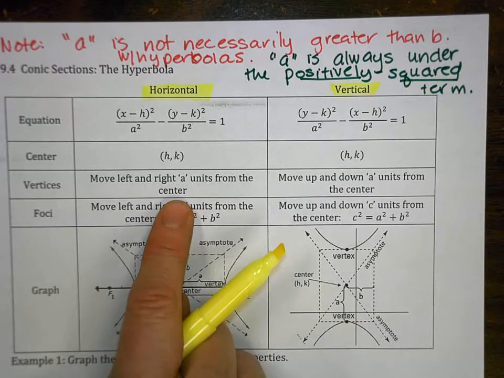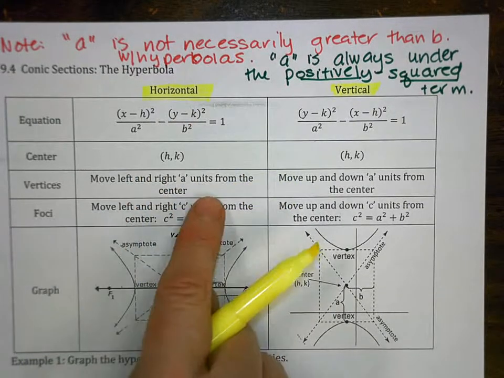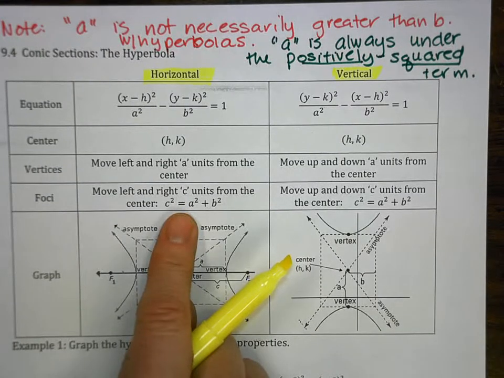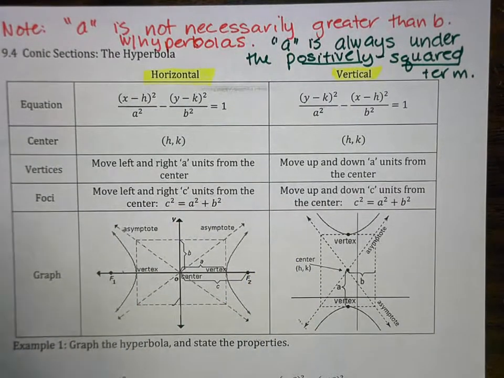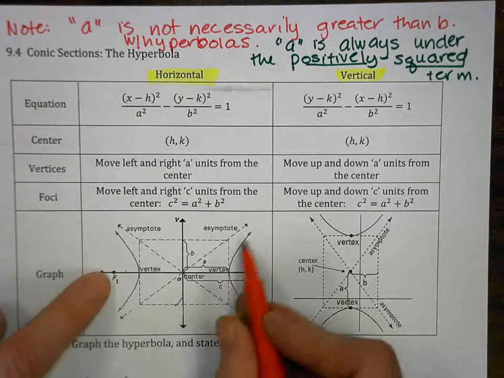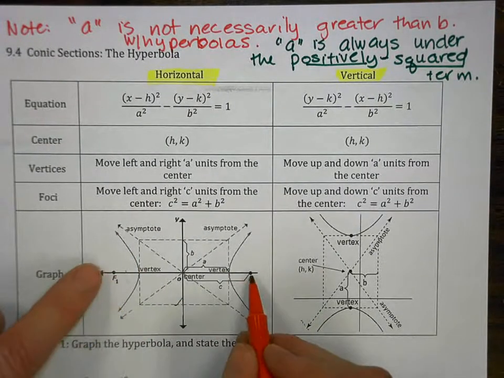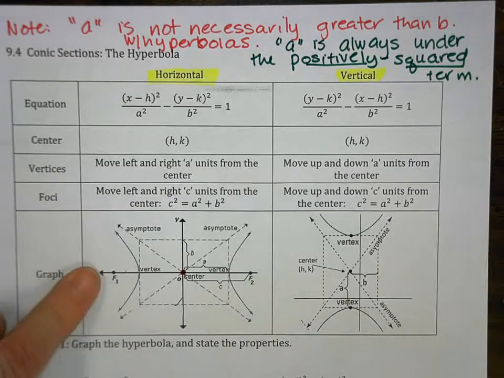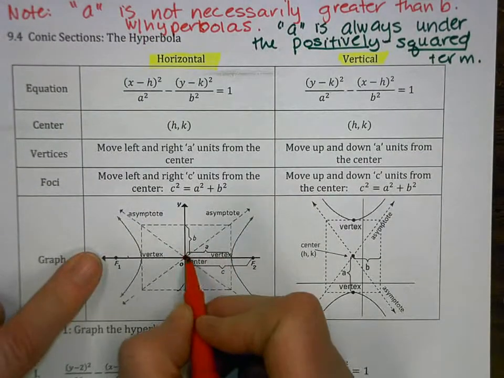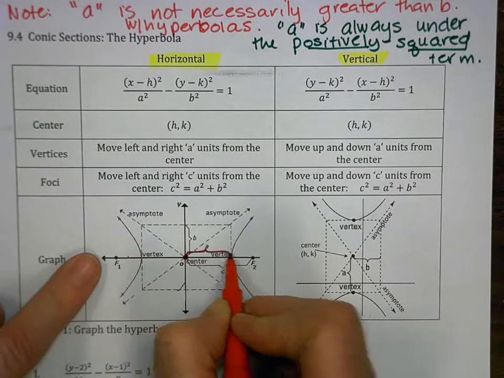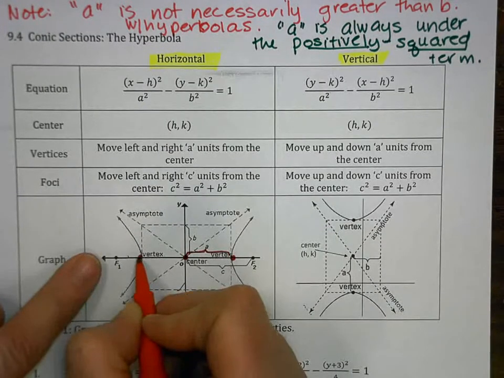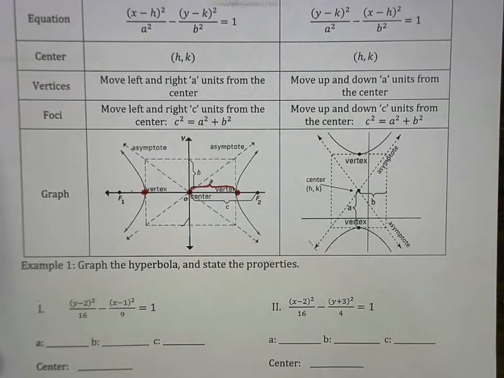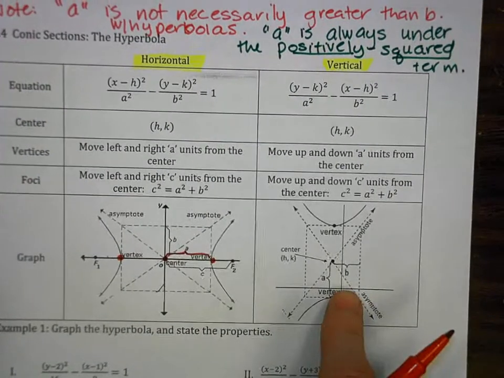We note that the center is h and k as usual. To find the vertices of a hyperbola, move left and right. It's horizontal, so left and right, a units from the center. To find the foci, move left and right, c units from the center. Notice that your foci will be inside your arcs, on the inside of your arcs, I'm calling that. Here is your center. A is the distance between the center and the vertex. One vertex, two vertices. Okay?